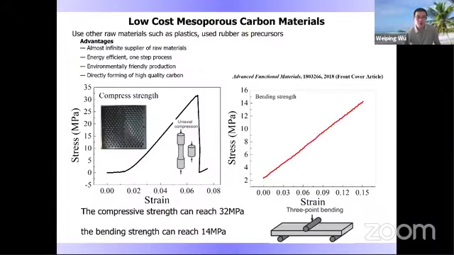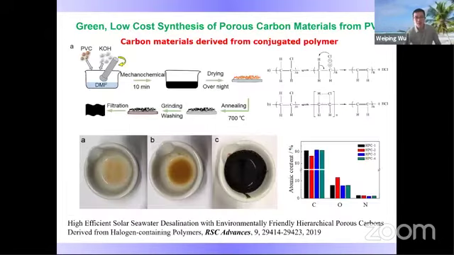And our porous carbon material is very special because it provides good mechanical properties. So this bulk carbon material can show very high compressive strength and bending strength. Then more recently, I've been using a very common polymeric material, which is PVC, containing chlorine atoms, towards the production or synthesis of sustainable porous carbon material by the idea of carbon material derived from conjugated polymer.